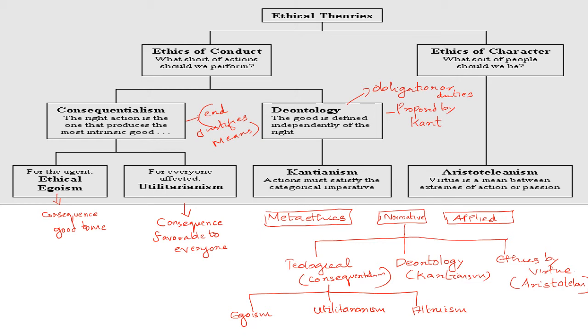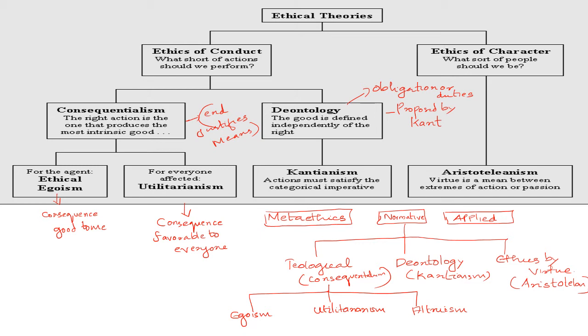According to Aristotelianism, virtue is a mean between extremes of action or passion. So you have to take a middle ground between your actions and passion. That is known as virtue. That is Aristotelianism, right? Then ethics of conduct is divided into two: consequentialism and deontology, right?